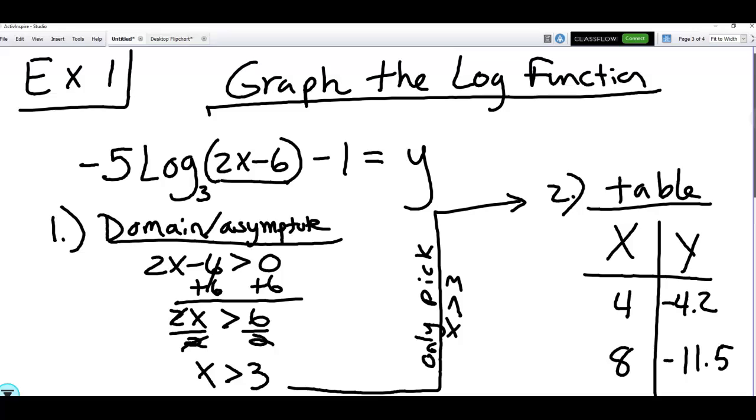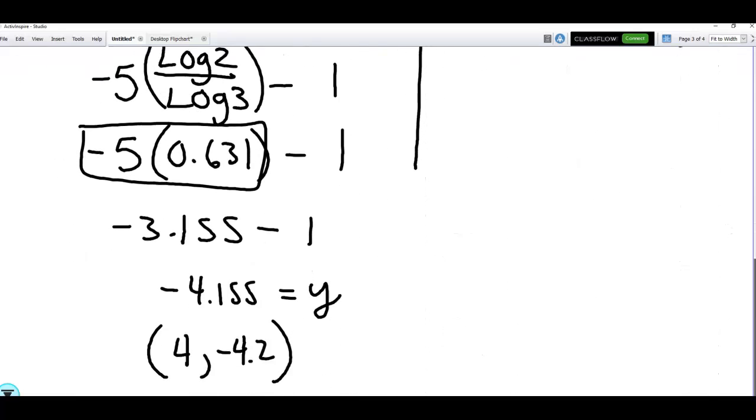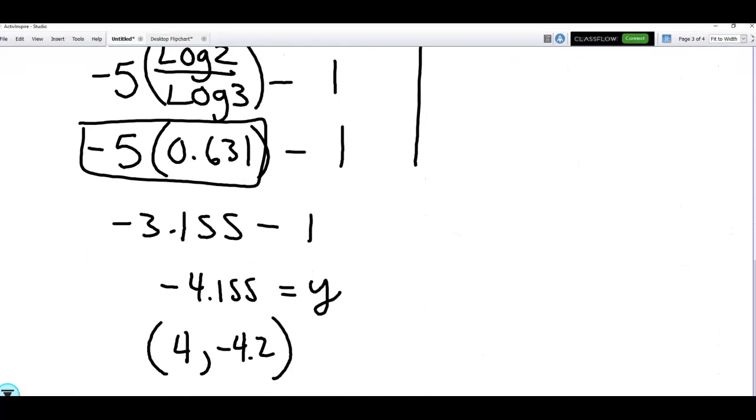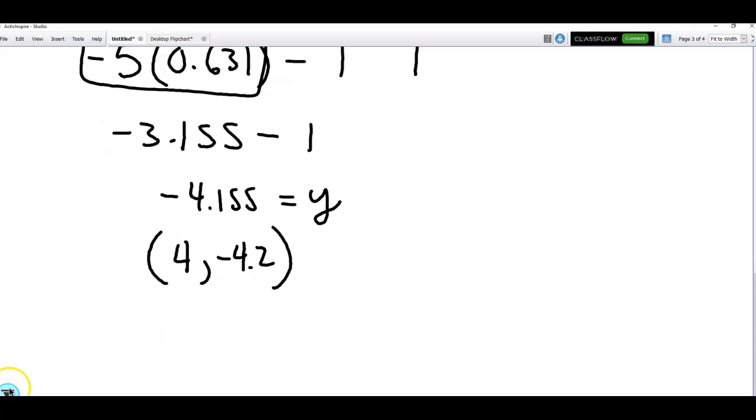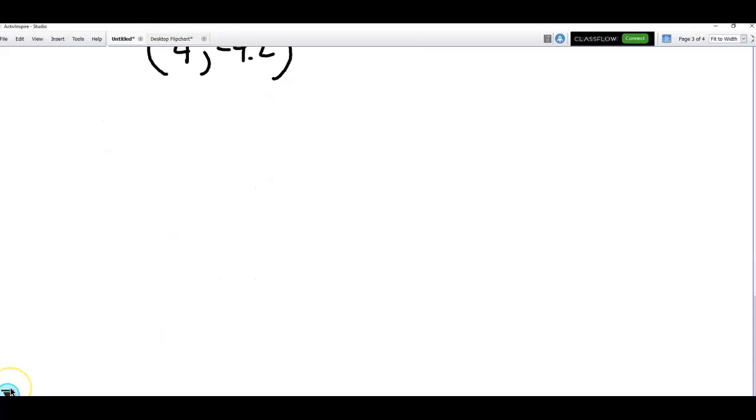So let's review real quick what we did before we go any further. So step 1, find your domain, right? That tells you what x values you're allowed to pick. Make sure your x values are spaced out good. Plug them into your log and solve. Once you've got that, you're ready to start graphing. So let's do it. It's the last thing we're going to do.